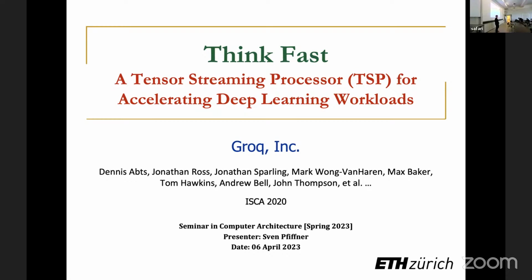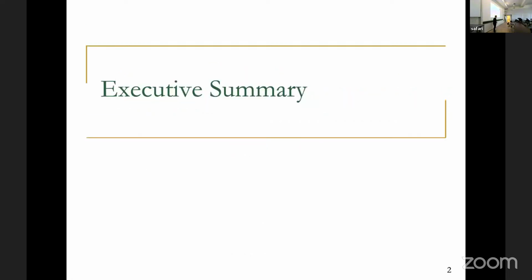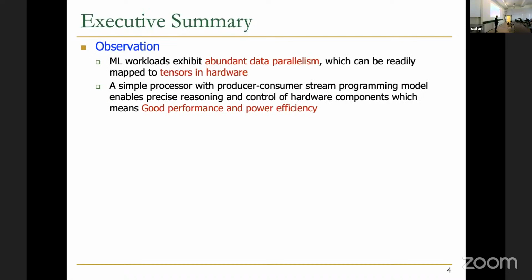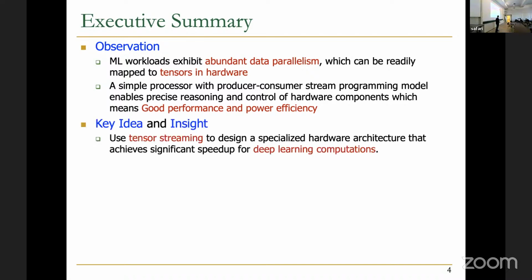Thank you. So welcome to my presentation and discussion about the research paper Think Fast: A Tensor Streaming Processor for Accelerating Deep Learning Workloads, as presented by Groq Inc. at the ISCA conference 2020. So let's start with a quick summary. First of all, the paper observes that machine learning workloads exhibit abundant data parallelism, and this can be readily mapped into tensors in hardware. And a simple producer-consumer stream programming model can enable precise reasoning and control of hardware components, which then means that we can achieve good performance and power efficiency.